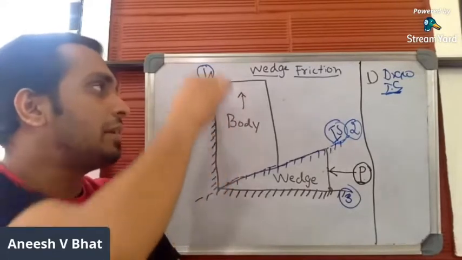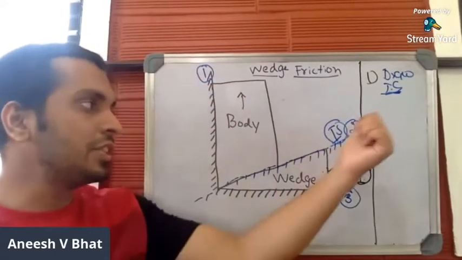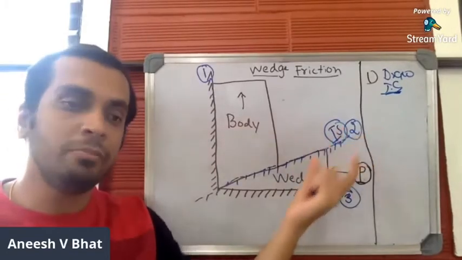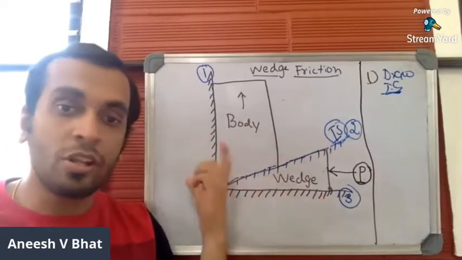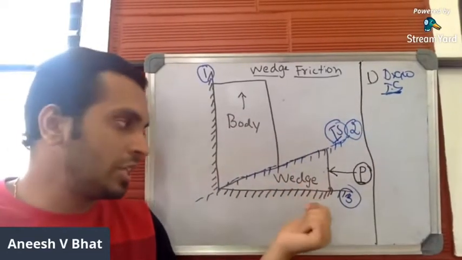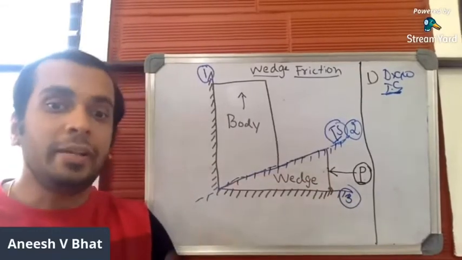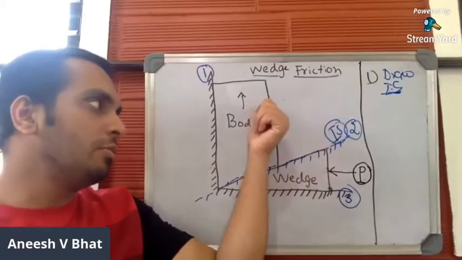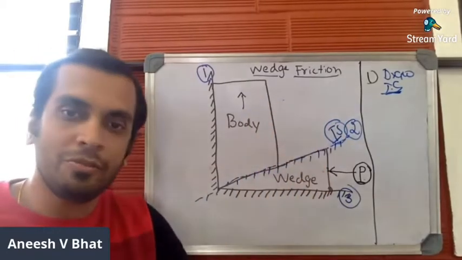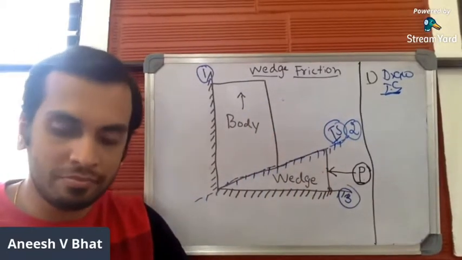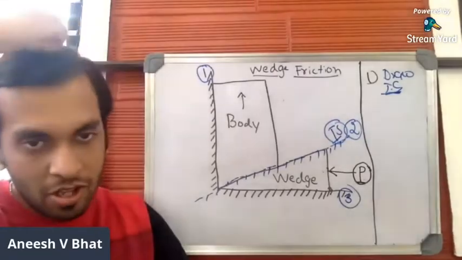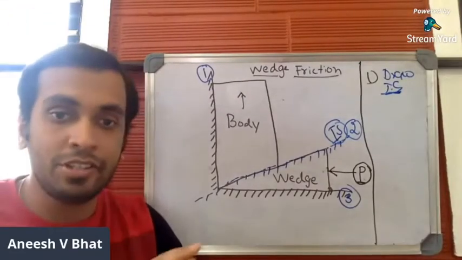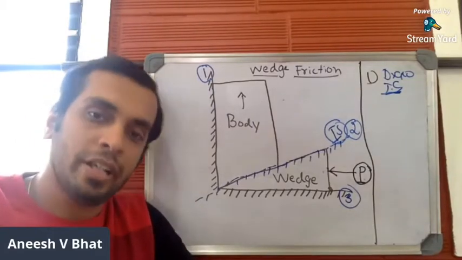Vertical surface can be considered surface number 1. The imaginary surface which you have drawn as an extra surface can be considered as surface number 2. And the horizontal surface which is already available, which is in contact with the wedge, can be considered as surface number 3. So surface number 2 is common for both body and wedge. So step number 1 is to draw an imaginary surface between body and wedge.